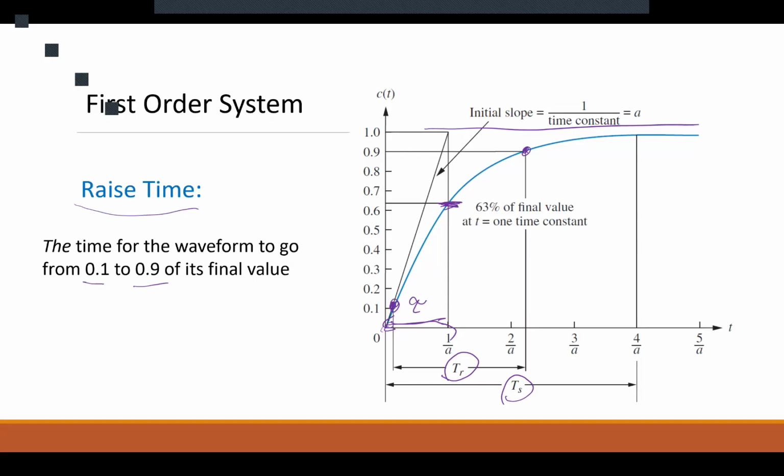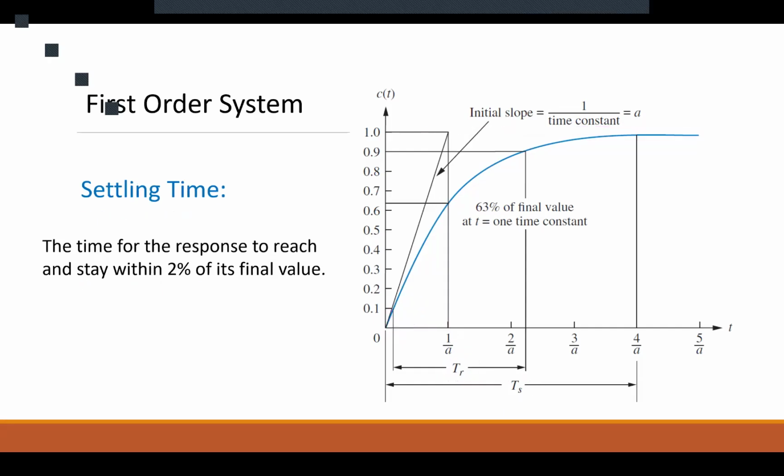And the settling time is when we reach the 2% margin from our final value. So this is the 98%. This is the settling time. Now here is 5 tau, which is 99%. The settling time is normally 4 time constants. Are we good?